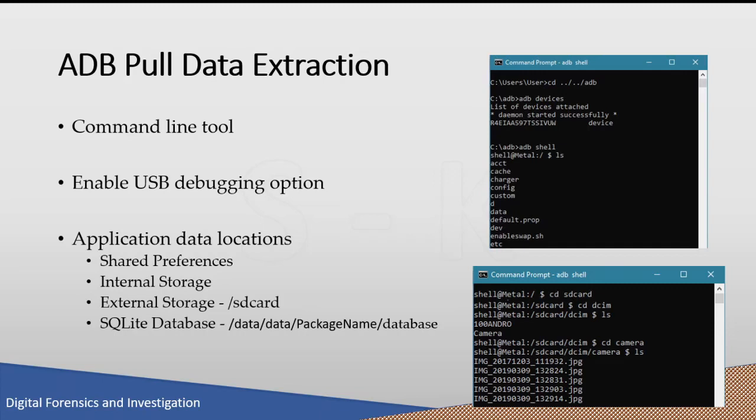So shared preference files are stored in a shared_prefs folder of the application's directory, which is under /data. Then we have internal storage. So this stores data that is private and is present in the device internal memory. So files saved to the internal storage are private and cannot be accessed by other applications.